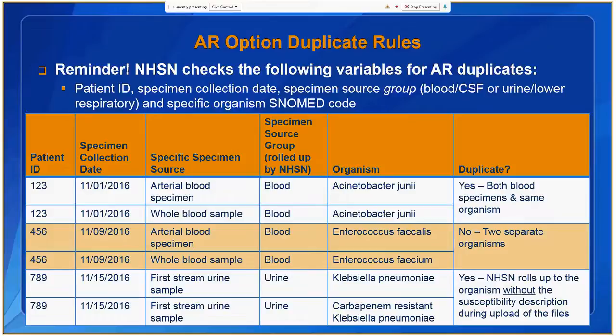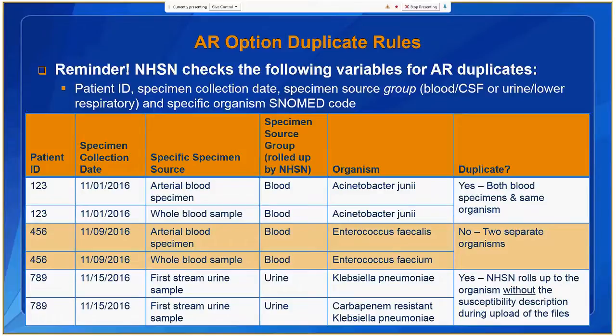The next example, patient ID 456, the middle two rows in yellow. Again, the patient had two separate specimens collected on the same day. One specimen, again, was an arterial blood specimen, and the other was classified as a whole blood specimen, so two separate SNOMED codes. Both, however, again get rolled up to the blood specimen source group. However, this time, the patient had two separate organisms, two different types of Enterococcus, identified in those specimens. Therefore, they are not duplicates. They are two separate organisms. So both could be reported into NHSN.